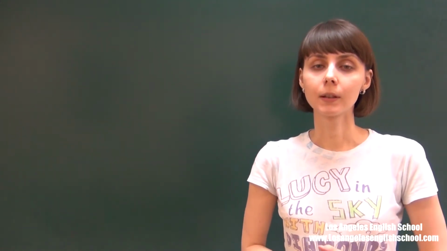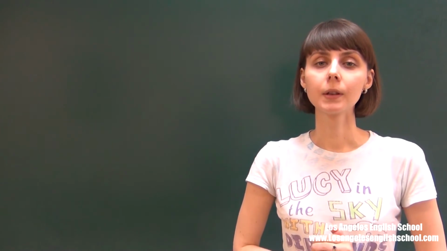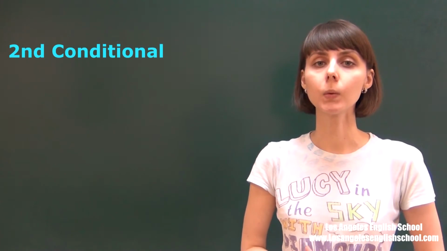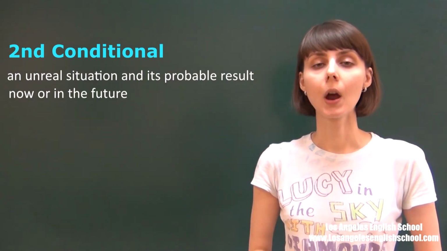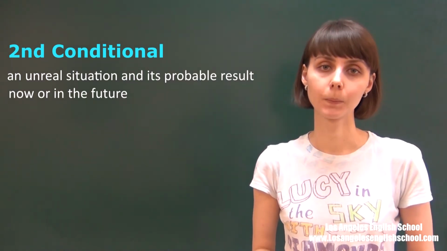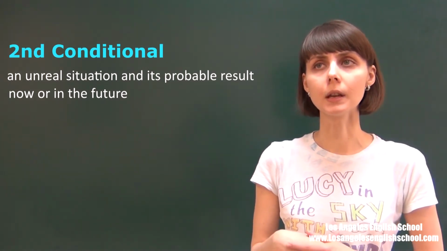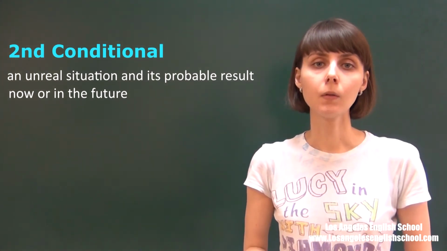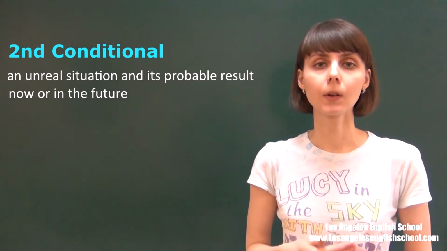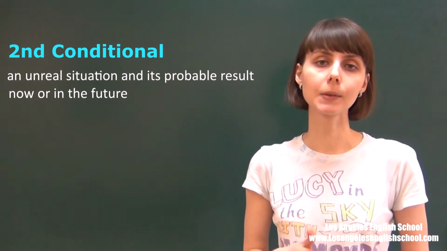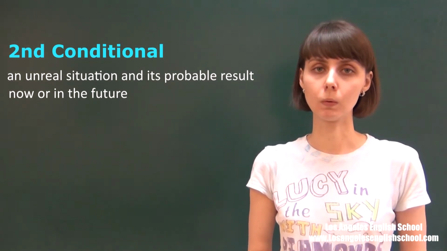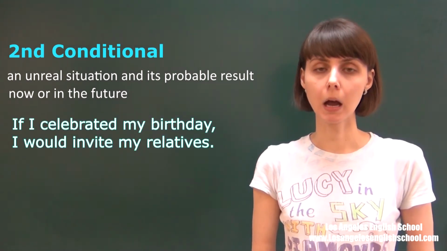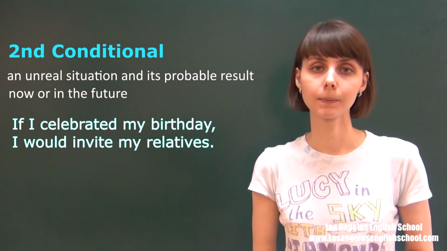The next type of conditional sentences is called second conditional. We use second conditionals when we imagine a situation which is not true now, or which is not very likely to happen in the future. For example, you have a friend and this friend is celebrating his or her birthday, but it's not you. And you say, if I celebrated my birthday, I would invite my relatives.